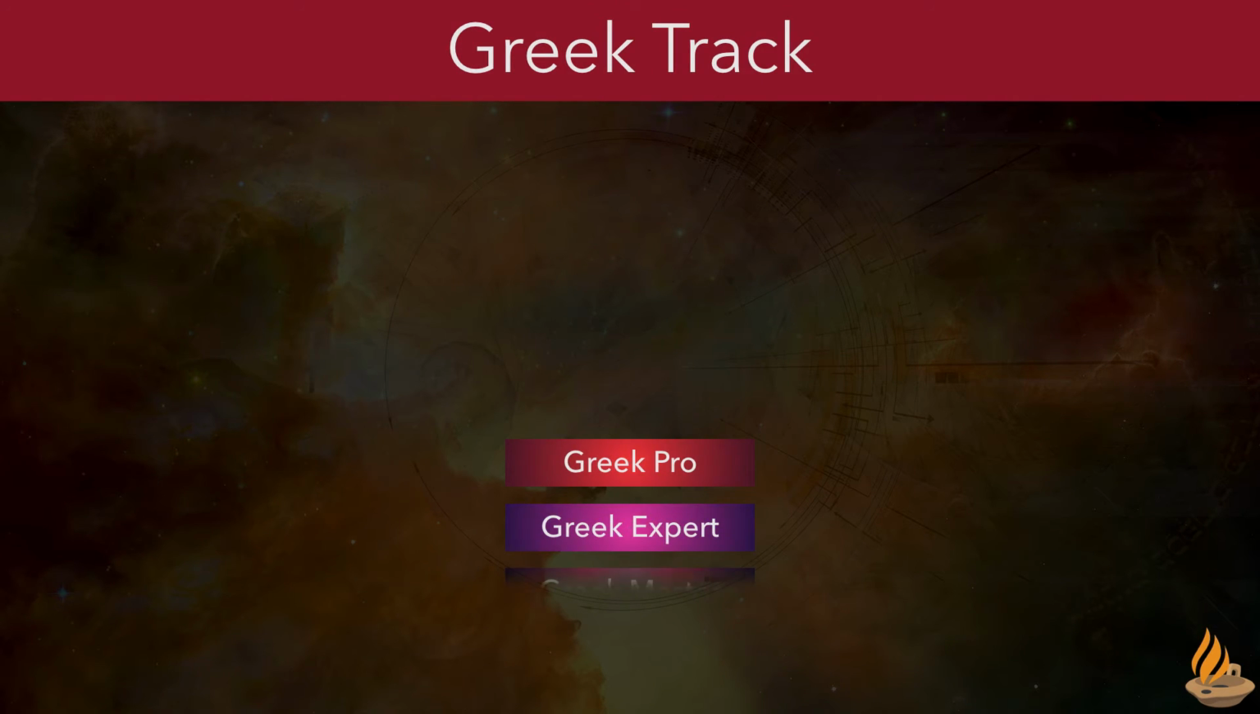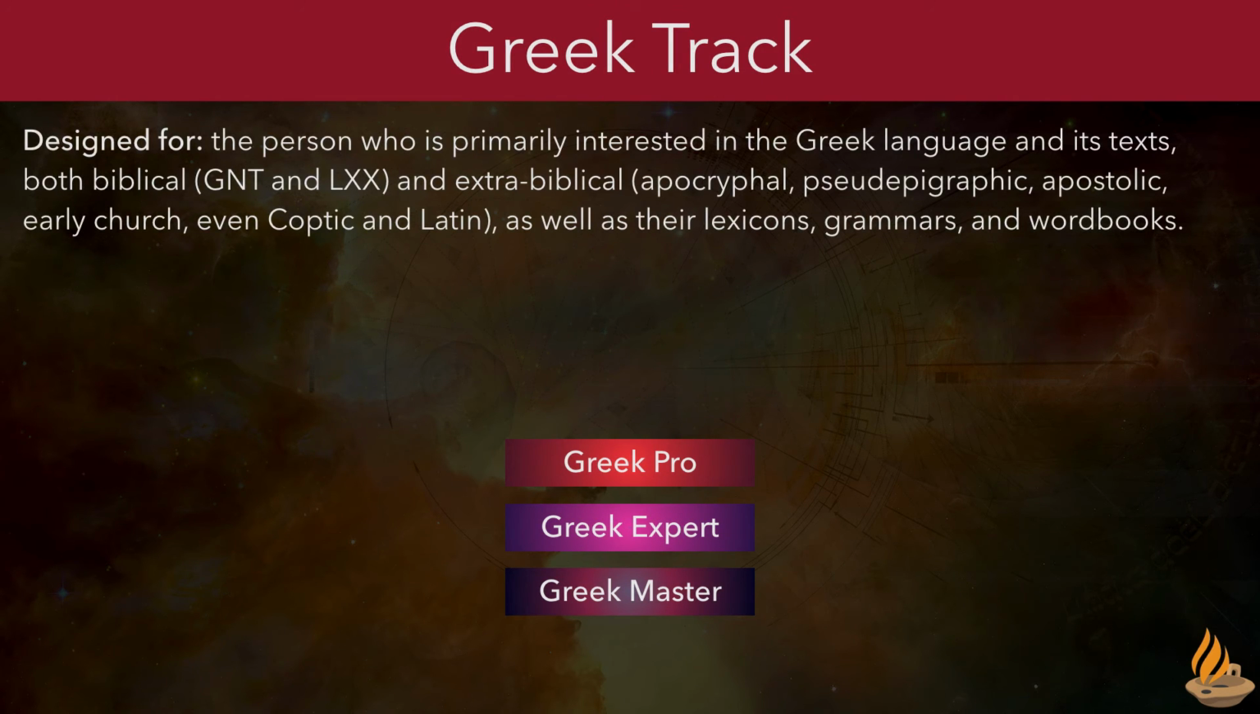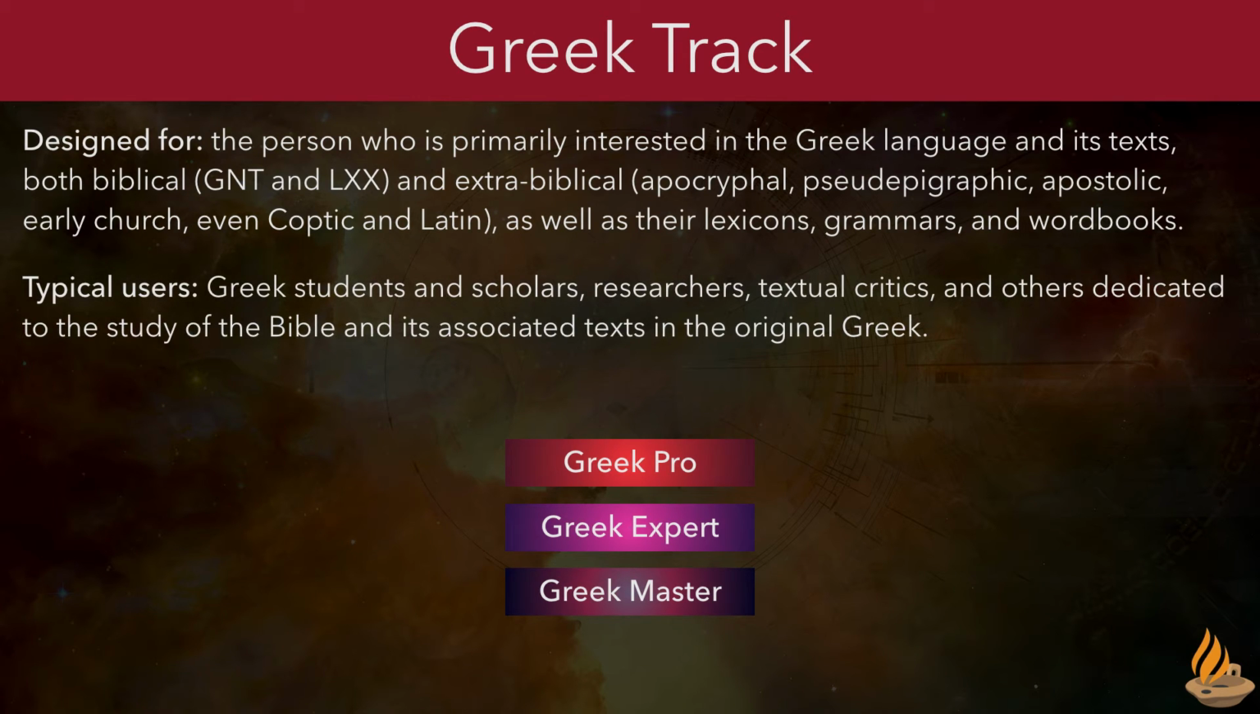At the higher levels, the Greek track is designed for the person who's primarily interested in the Greek language and its texts, both biblical, Greek New Testament and Septuagint, and extra-biblical, apocryphal, pseudepigraphic, apostolic, early church, even Coptic and Latin, as well as their lexicons, grammars, and word books. Typical users will be Greek students and scholars, researchers, textual critics, and others dedicated to the study of the Bible and its associated texts in the original Greek.